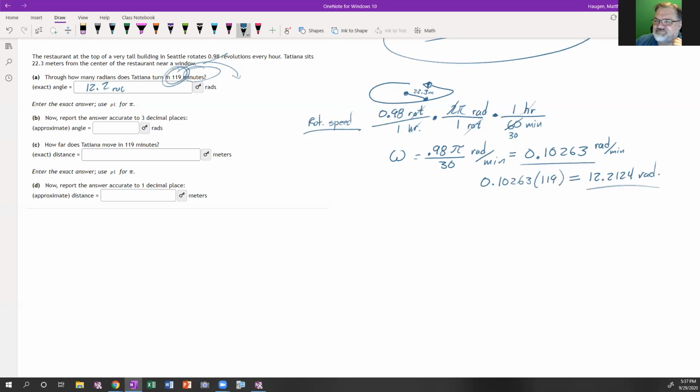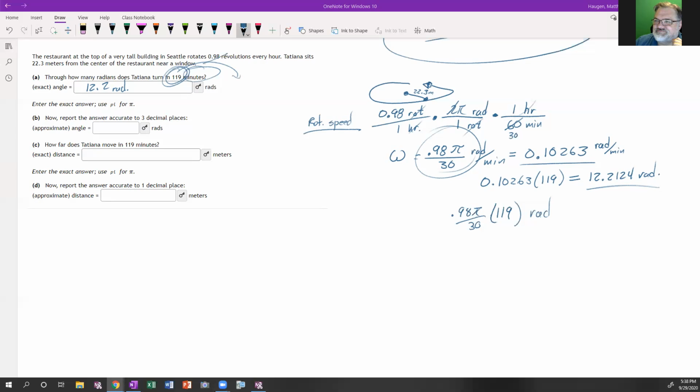So 12.2-ish radians. Now, it asked for exact there. Well, if it wants exact, we have to stay with this pi. So we have to go 0.98 pi over 30 multiplied by 119. That's a little tough to keep exact, but we could certainly do it. Heck, you could just say that. It's that many radians. That's an exact value. The 119 divided by 30 times 0.98 isn't a very nice number.